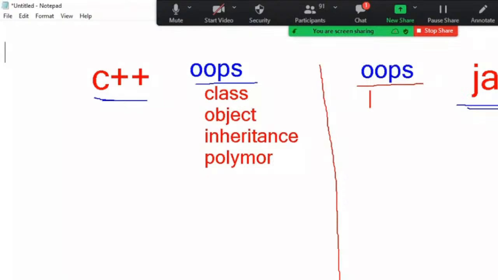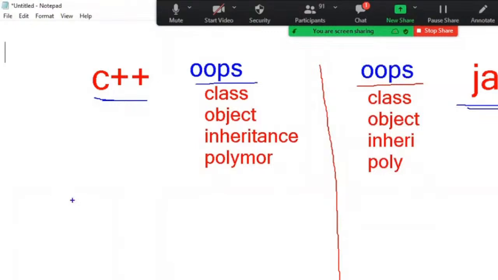OOPS concepts mean: what is a class? Okay, fine. What is an object? Some concepts are there or not? Yes, here. What is inheritance? Okay, fine. Yes, here. And again, what is polymorphism? So many concepts are there. That's why conceptually class, object, inheritance, polymorphism are the same in C++ and Java. Conceptually, what is class, what is object, what is inheritance, what is polymorphism, encapsulation, binding, something like this. Okay, but observe here.